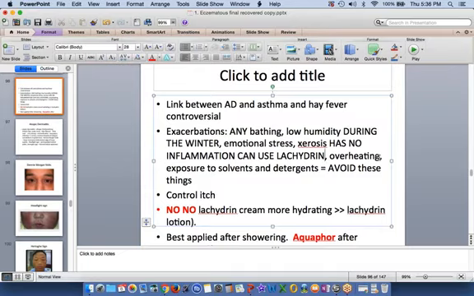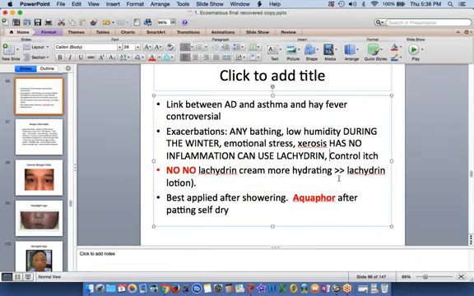Okay, overheating. Overheating doesn't really cause that. It causes miliaria crystallina and other conditions. So let's not talk about that. We're going to talk about that in another lecture.